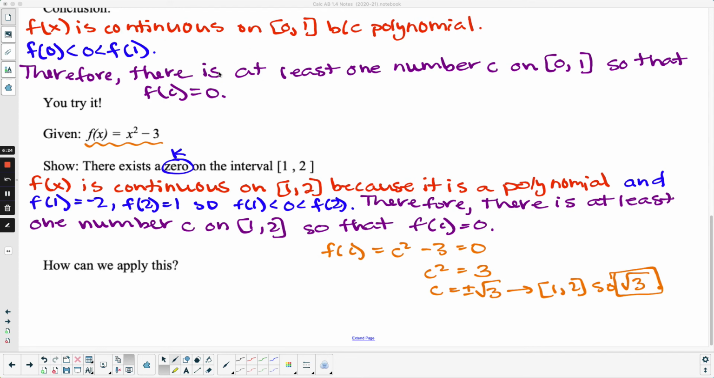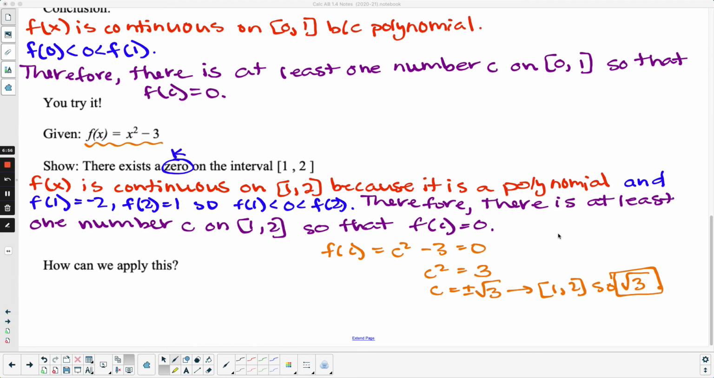Now, like I mentioned up here, we can actually find c. So all you have to do is take your function f of x, make it f of c. So f of c equals c squared minus 3. I just plugged c in for x. C squared equals 3. C equals plus or minus root 3. Now we're looking on the interval 1 to 2, so the only possibility for c would be positive square root of 3. So then in orange here, that's how you would just take it a step further to find that c value.